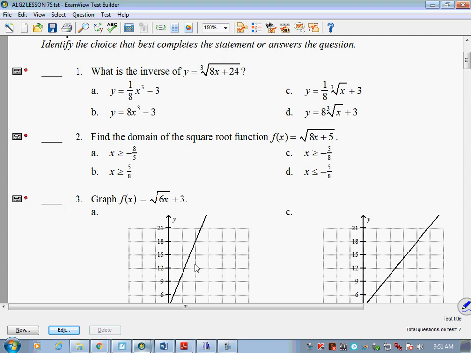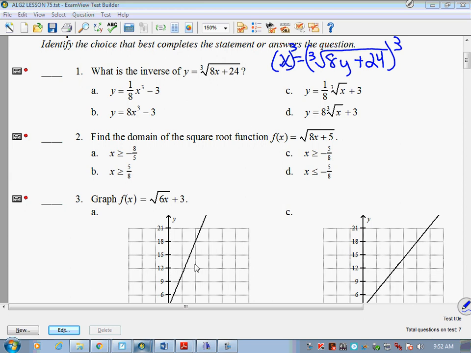So question number 1 says, what is the inverse of y equals the cube root of 8x plus 24? So we want to find out what y equals. Our first step, according to Emily, was to do what, class? Switch the x and the y. So what would I end up writing for this function? x equals, Christian, keep going with it. Cube root of what? 8y plus 24. The first thing that I need to do is get rid of the cube root. How do I get rid of the cube root? Cube everything, right? Cube both sides.